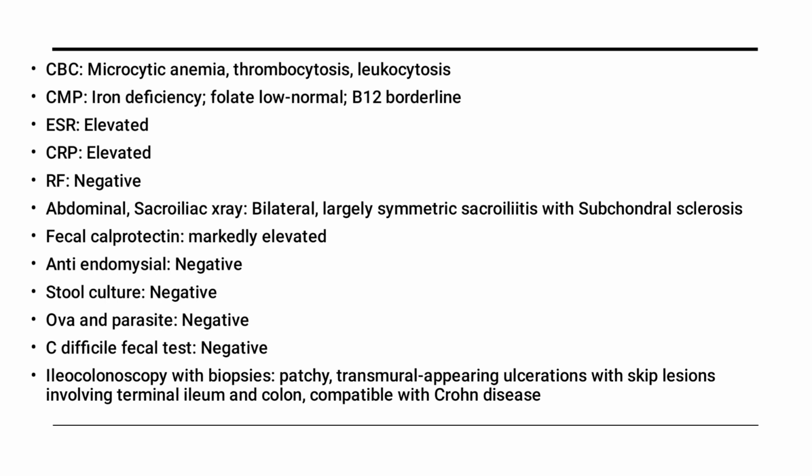RF is negative, so this is a ruling in actually seronegative spondyloarthropathies. Okay, abdominal and sacroiliac X-ray show bilateral, largely symmetric sacroiliitis with subchondral sclerosis. Okay, so if you can just stop here and get to those first 6 labs, you already have a diagnosis of ankylosing spondylitis here. Okay, but you need to carry on to see if there's an IBD or not.